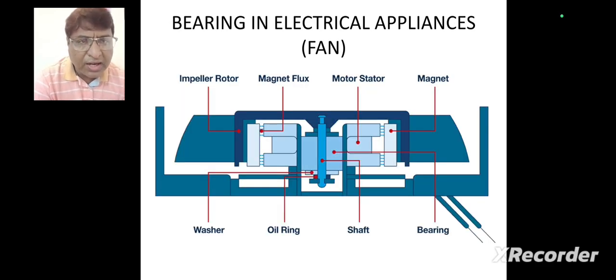So electrical appliances also you can use bearing like fan. So what are the parts in the fan and the bearing? So in fan we can use impeller, rotor, magnet flux, motor stator, magnet, shaft, oil ring, washer and also the bearings.